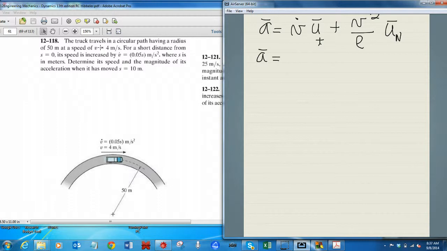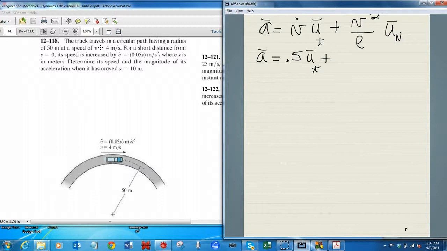It's 0.05. Okay, so plug in acceleration. What's v dot right now? It's 10, right? So that would be 0.5, plus. What's the speed? We just calculated it. Square root of 21. Square that, 21.